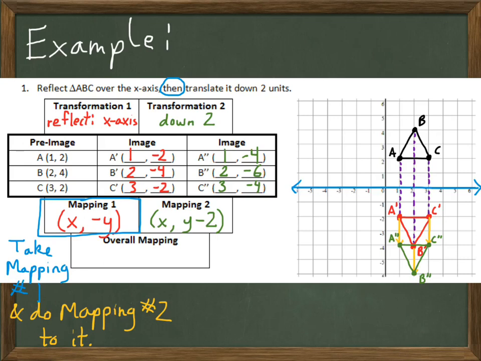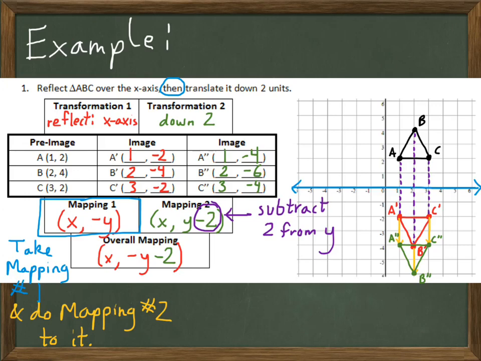Okay, now that will take some explanation here. Okay, so what is mapping number 2 telling us to do? It's telling us to take y and subtract 2 from it. Okay, so I'm going to take the mapping that's in mapping number 1. There's mapping number 1. And then I'm going to do what mapping number 2 said. I'm going to subtract 2 from the y. So the y coordinate here is negative y, and I subtract 2 from it, I would get negative y minus 2.